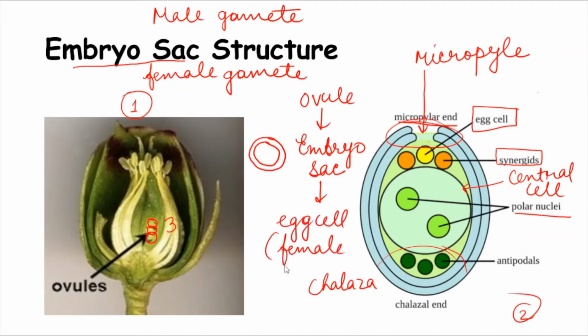In general, you all say that the ovule is the female gamete, but the correct thing is that the egg cell inside the embryo sac of an ovule is the female gamete of a flower.